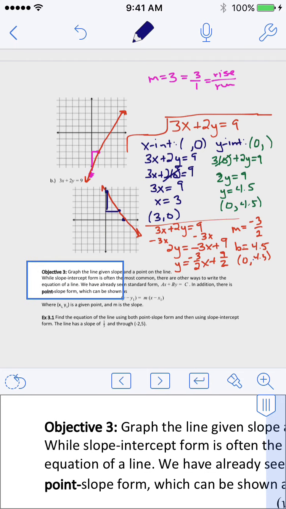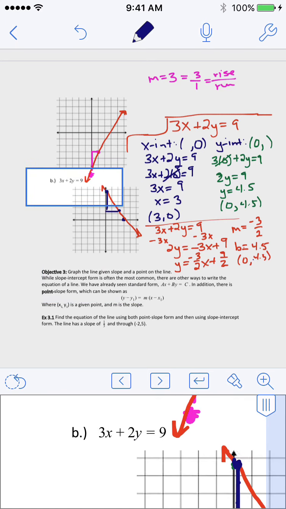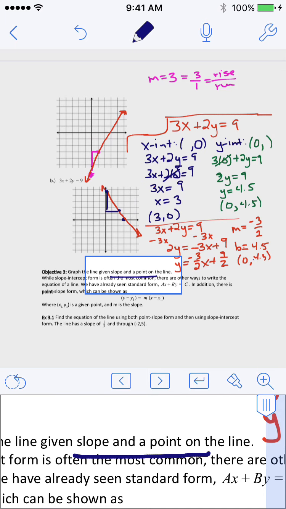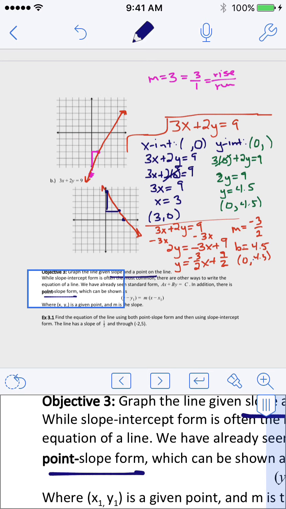Alrighty, objective number 3. Now we're going to be given not just an equation, not a slope, not a y-intercept, but we're going to be given slope and a point on the line. So just slope and some random point floating in the universe. I've seen one version of this before, and it got a little convoluted, it got a little crazy. So we're going to introduce another form now. It's called point slope form that actually deals with this specific case.